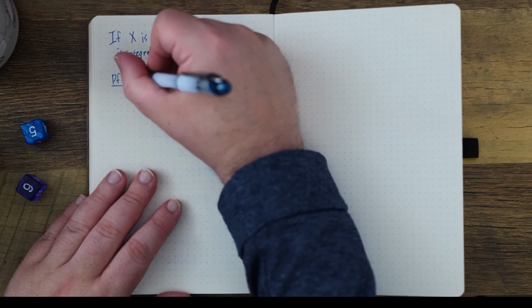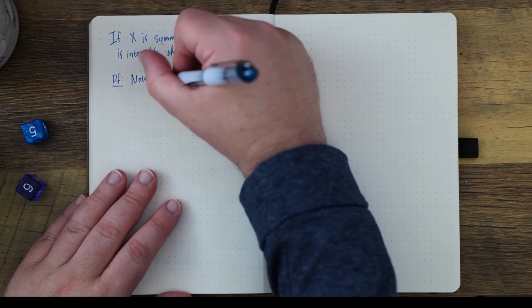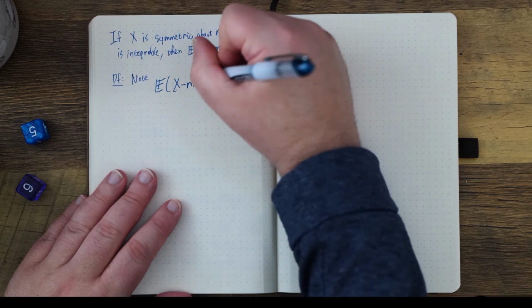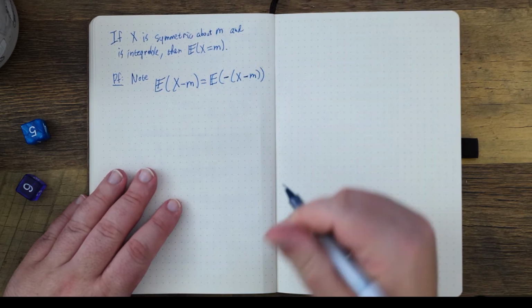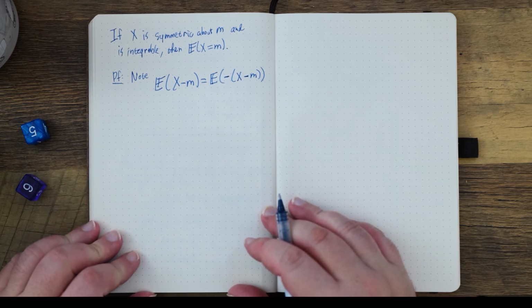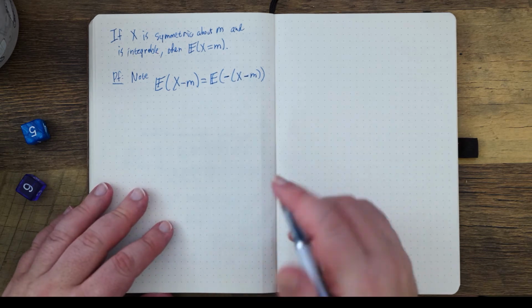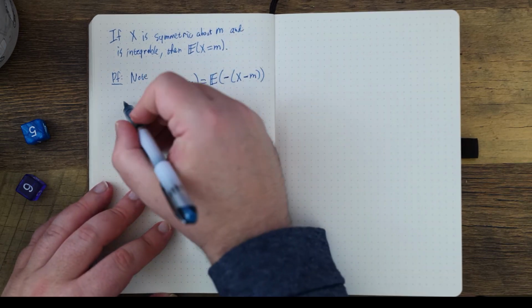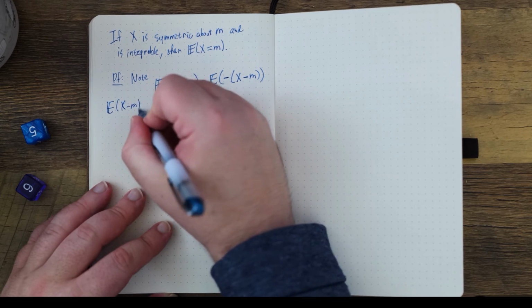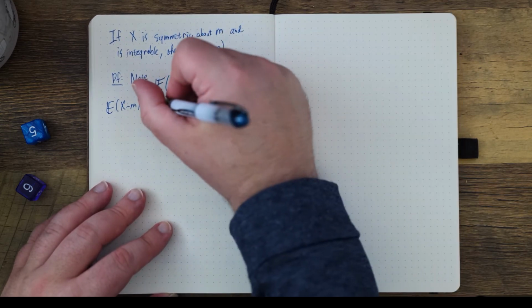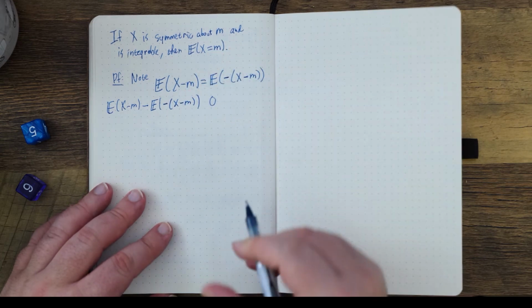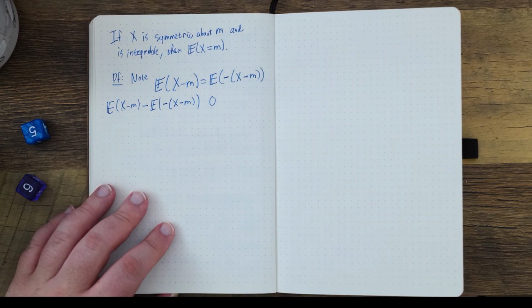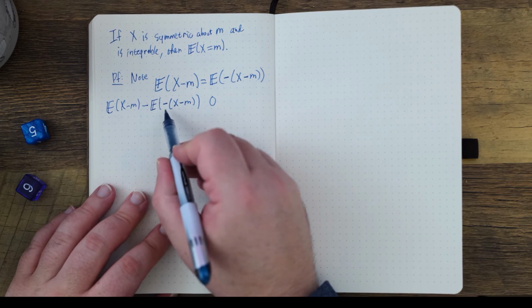So recall, note, that the expected value of x minus m, we're saying that x minus m has the same distribution as minus x minus m. So they've got to have the same expected value as well. And so that means if I bring this over to the other side, expected value of x minus m minus expected value of minus x minus m equals 0. But linearity of expectation tells me that I can bring negative signs inside. And so those two negatives cancel each other out.